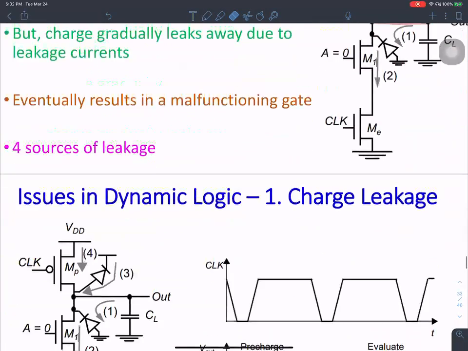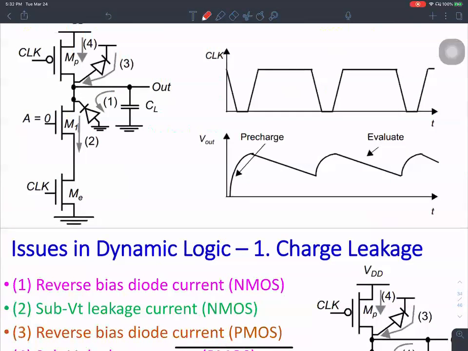Let's say during the pre-charge phase, the clock is 0, so this is all pre-charge phase. When the clock is 1, this is all evaluate phase. When I pre-charge the load capacitance to 1 and leave it there, ideally, it should hold its value at VDD if this NMOS transistor is off.